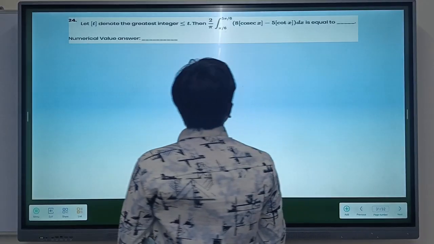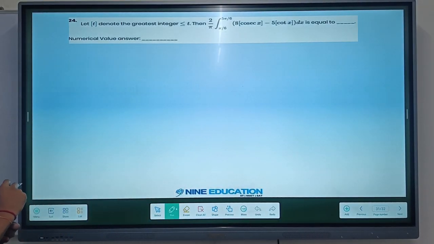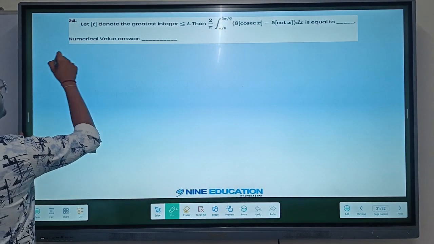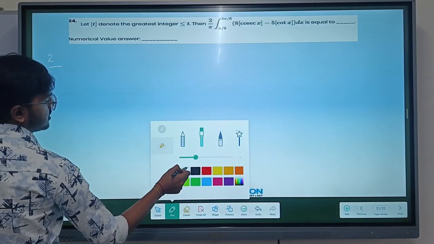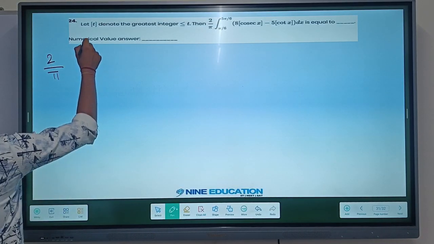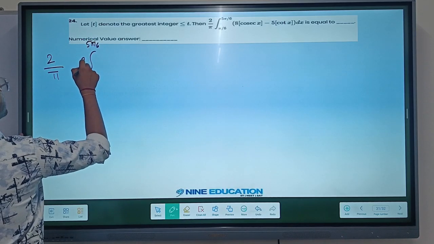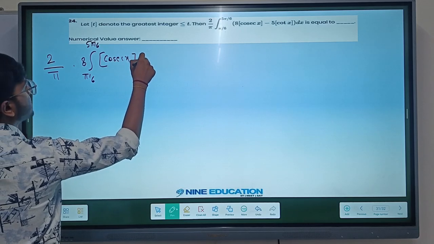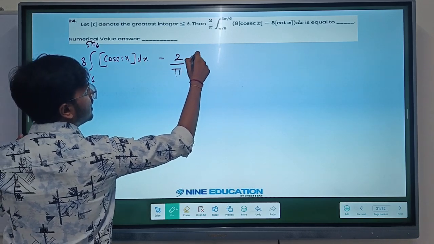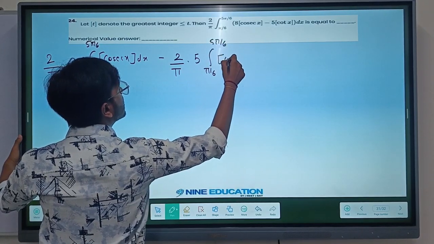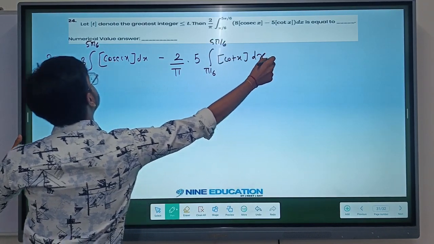Alright, next question. So 2 by pi, integral from pi by 6 to 5 pi by 6, 8 times greatest integer of cosec x minus 5 times greatest integer of cot x. Let's simplify it. If I simplify it, what will I get? 2 by pi integration pi by 6 to 5 pi by 6, 8 comes outside, greatest integer of cosec x dx, minus 2 by pi into 5 comes outside, pi by 6 to 5 pi by 6, greatest integer of cot x dx.